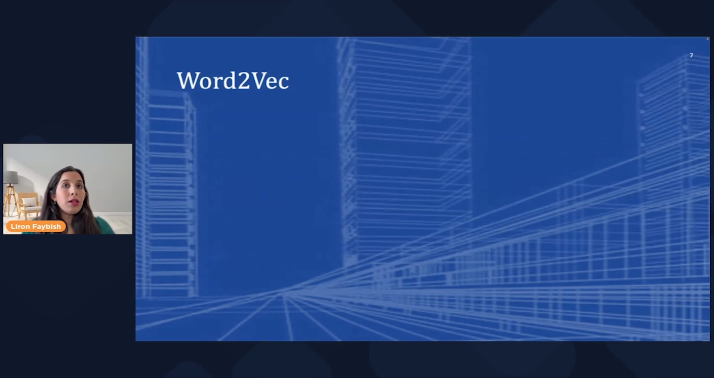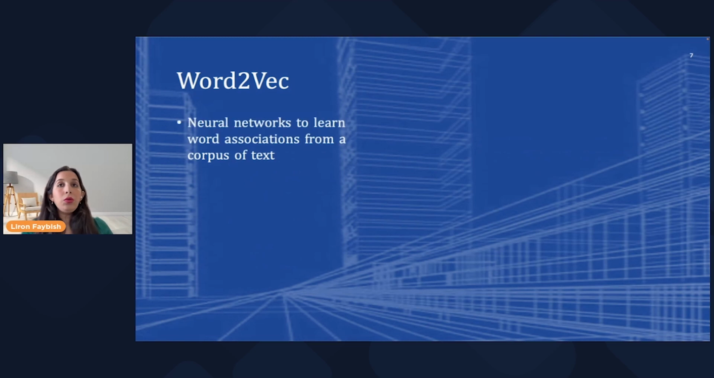In the text processing world, the most common algorithm is word2vec. This algorithm is using neural networks to learn word associations from a corpus of text. And as you can understand from its name, each word is represented by a vector, such that the similarity between those vectors indicates the level of similarity between those words.